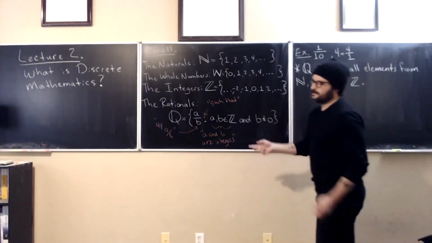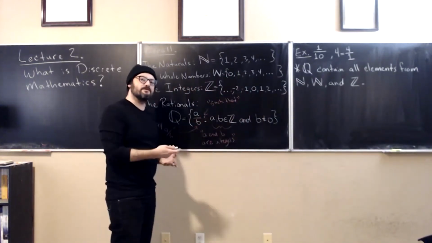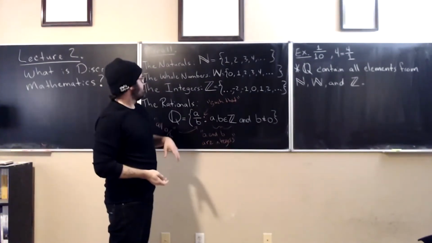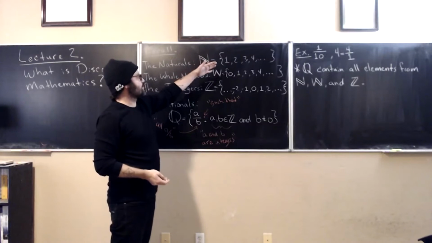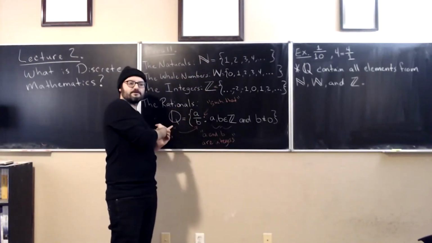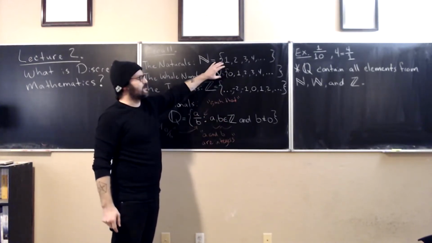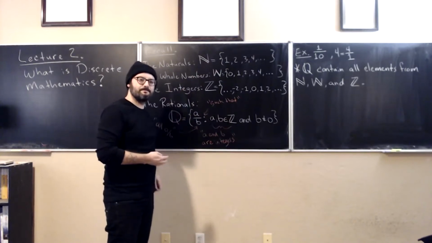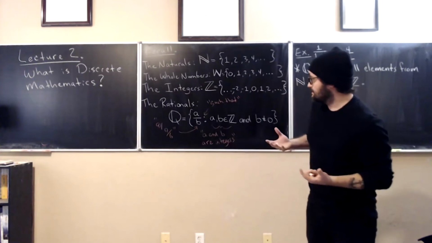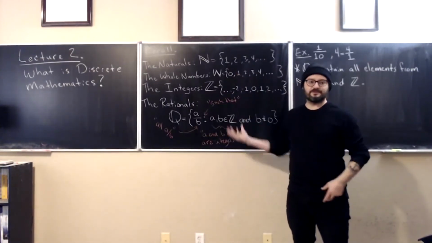This set seems like the biggest set out of all of these because it contains all of them. And as we'll learn later on in the semester, the naturals, the wholes, and the integers are subsets of the rationals. Any element in those sets is also in this one, and so forth.